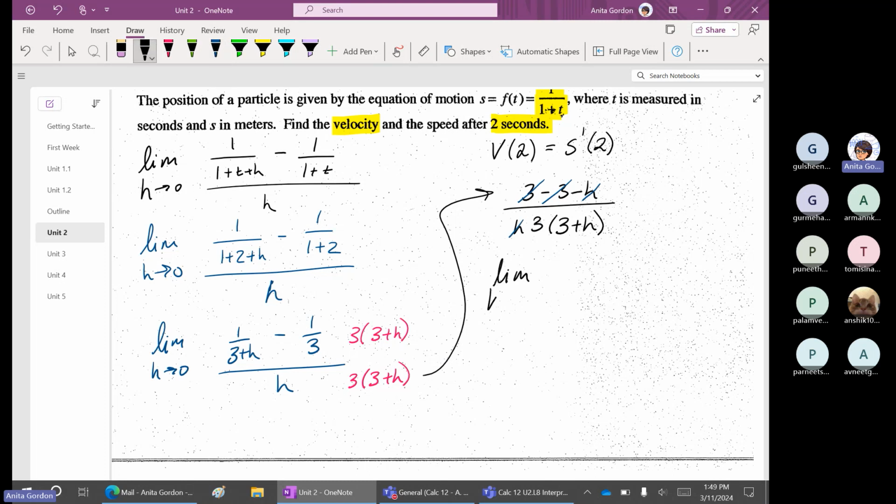So the limit as h goes to 0 is going to give me negative 1 over 3 times 3 plus h. Now, if I let h go to 0, it doesn't violate any restrictions. So I'm going to take the limit using direct substitution. So then my instantaneous velocity at 2 seconds is negative 1 over 9 meters per second. Questions, comments, concerns?